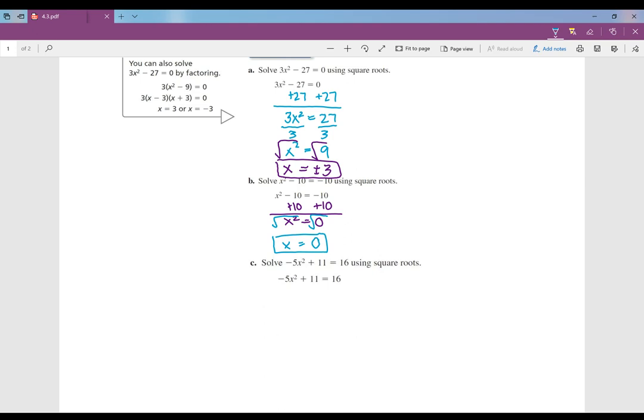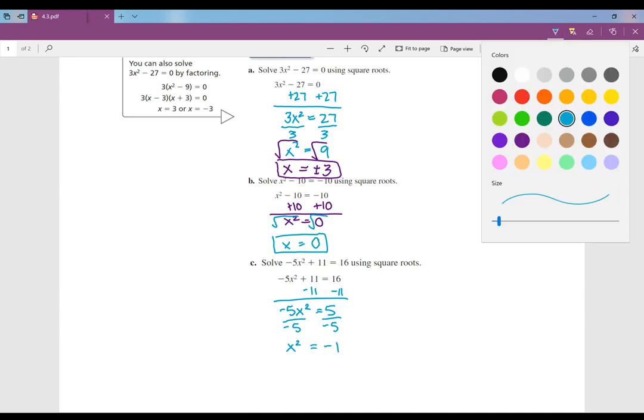All right, and let's do the last one here. We have solve negative 5x squared plus 11 equals 16. So again, we want to get our squared term by itself. So let's move the 11 over. So we get negative 5x squared equals 16 minus 11 is 5. Now, again, we want the squared term by itself, so we're going to divide by negative 5. We get x squared equals 5 divided by negative 5 is negative 1.